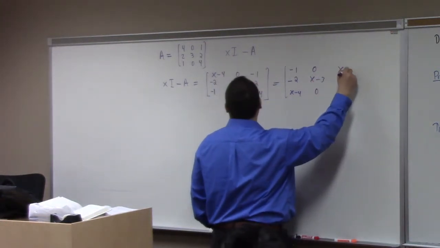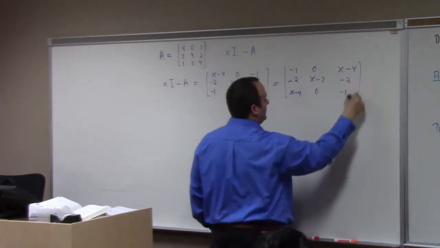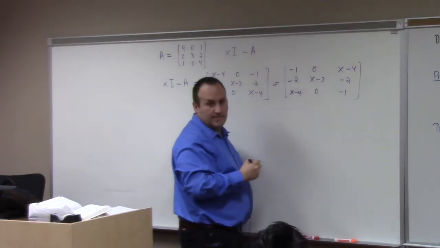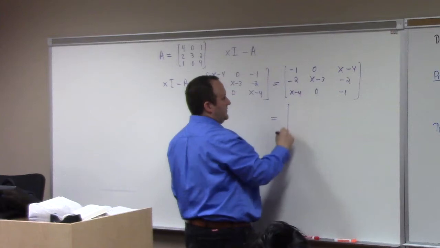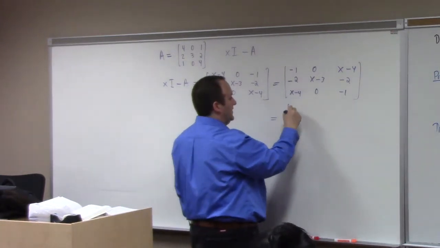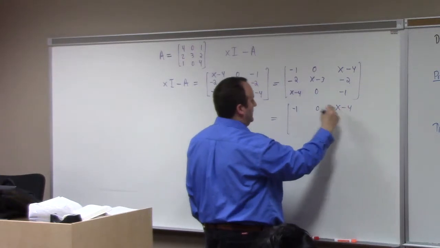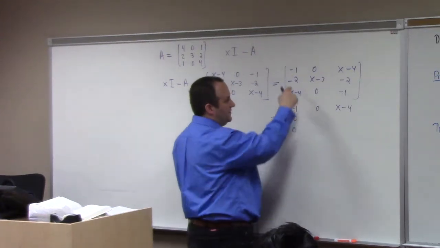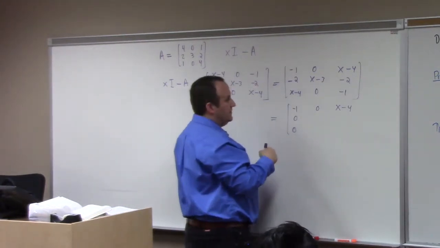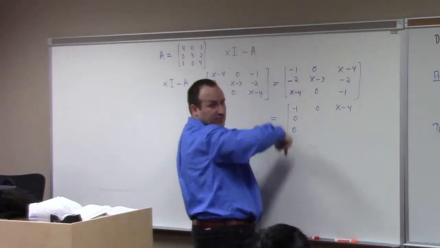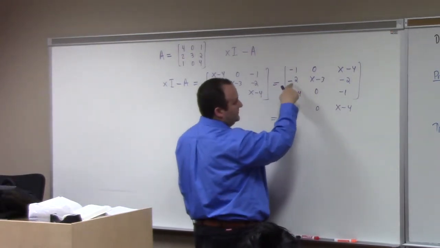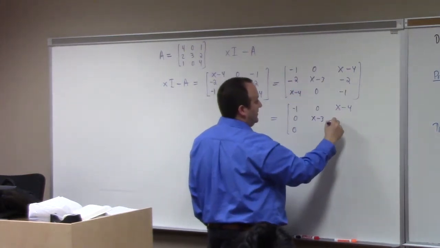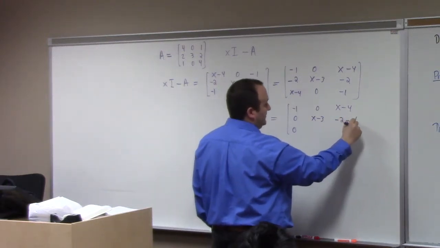So, Kang, you want to tell me what to do next? So clear this out, right? So we get minus 1, 0, x minus 4. And so 0 and 0. I'm going to clear out below the 1 to start with. And so I subtract twice the first from that. So that's still x minus 3. And down here we have minus 2 times x minus 4, right?